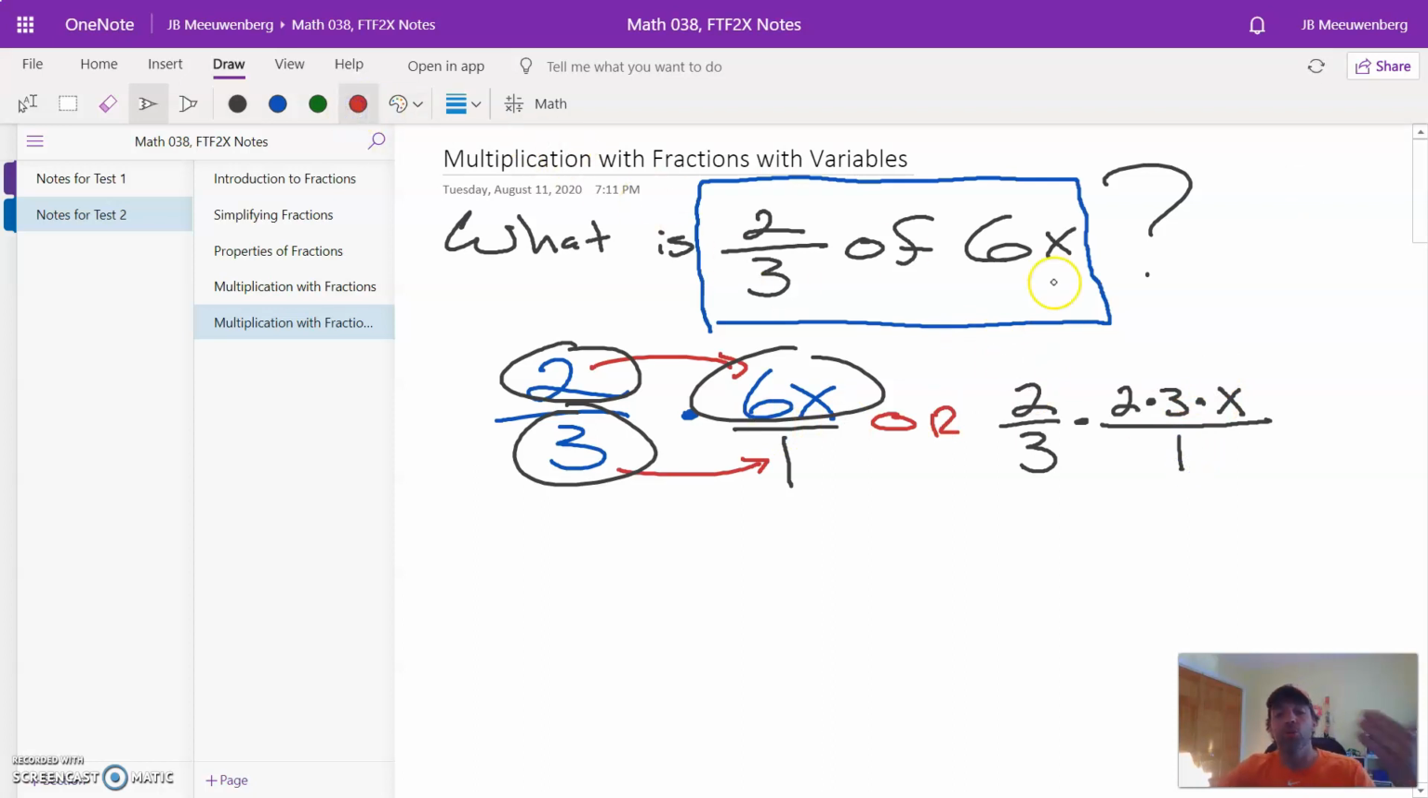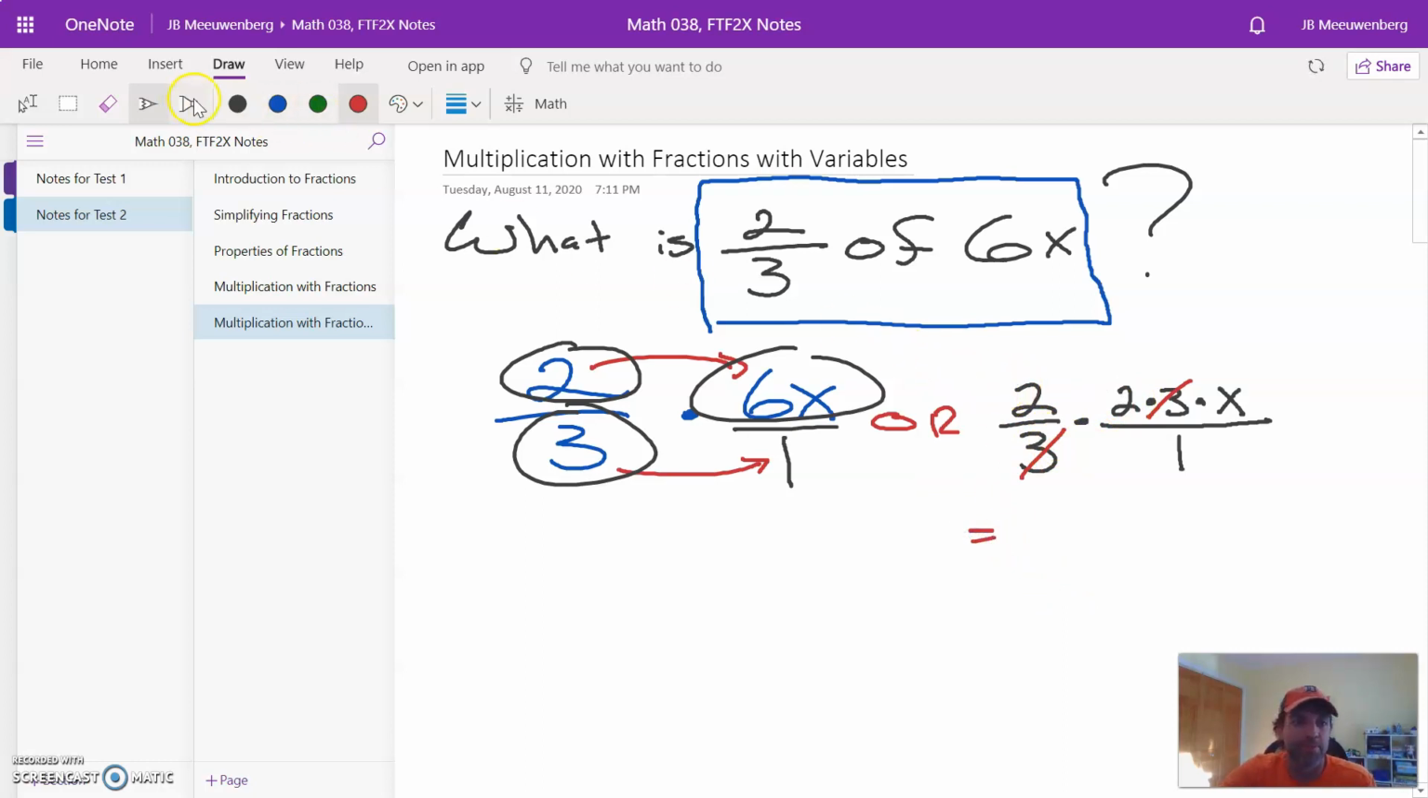And now we cancel. So we factor and then cancel. Well, what can we cancel? If I recall, canceling is removing common factors between the numerator and the denominator. I see 3's, and that's it. Don't try to cancel the 2's. They're both in the numerator. So what do we have left?